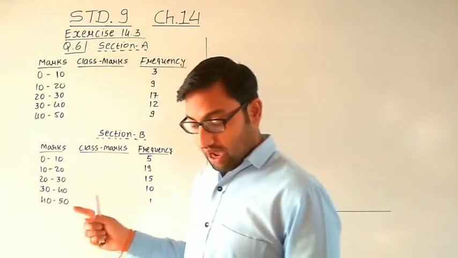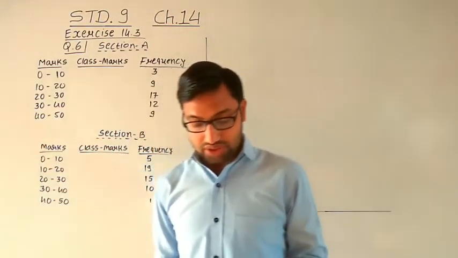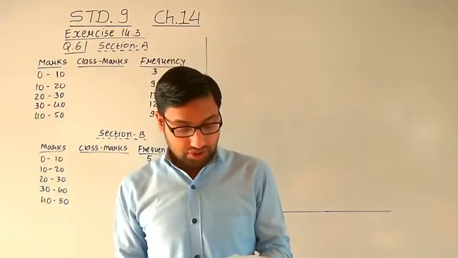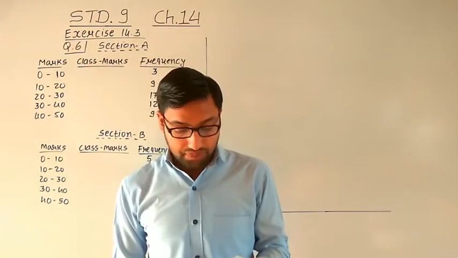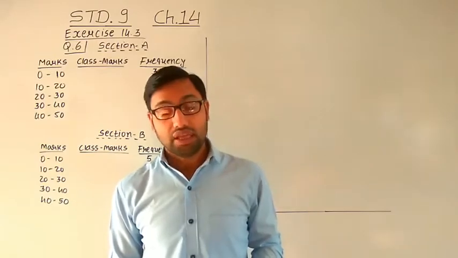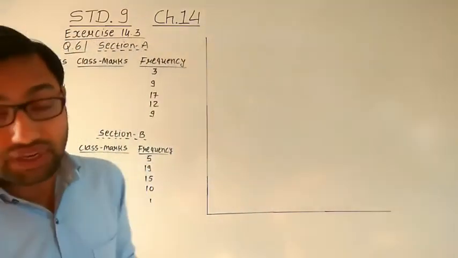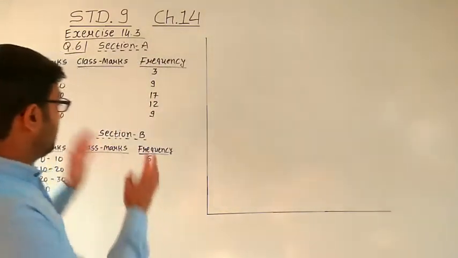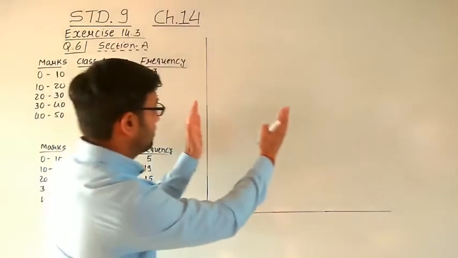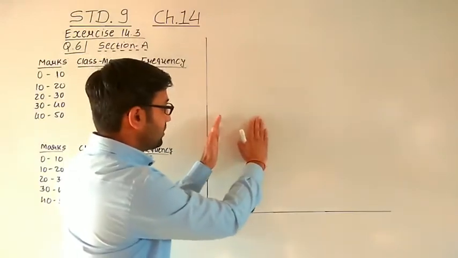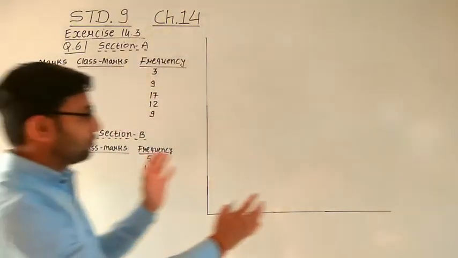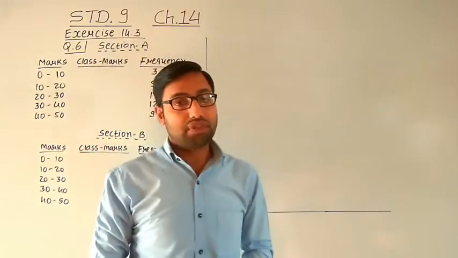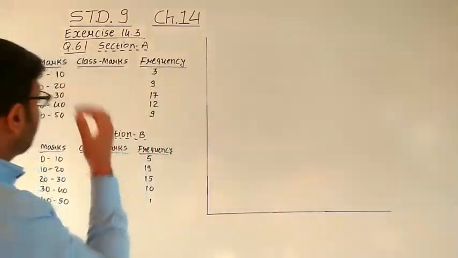Now represent the marks of the students of both the sections on the same graph by two frequency polygons. From the two polygons, compare the performance of the two sections. So here we have to prepare a frequency polygon for one section, and for the second section also we have to represent the data on the same graph, so that we can compare both sections, right? So first of all, what do we have to do?